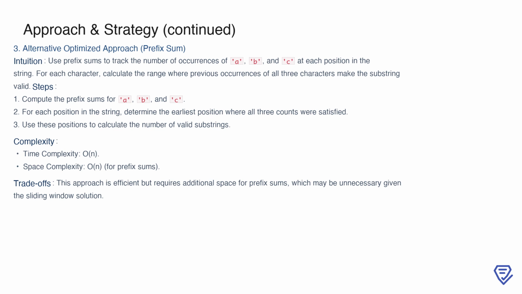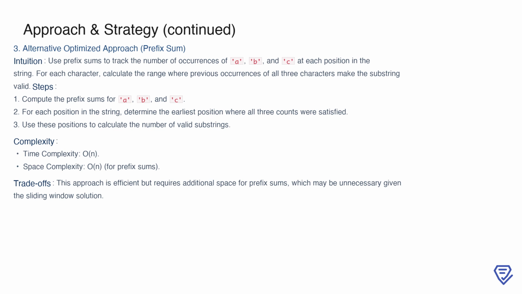Here, the idea is to pre-compute the cumulative counts of the characters A, B, and C up to each position in the string. These prefix sums allow us to quickly determine if a substring satisfies the condition by comparing the differences in counts between two positions. For each position in the string, we calculate the earliest point where the cumulative counts of all three characters make the substring valid. This enables us to determine the number of valid substrings ending at the current position.